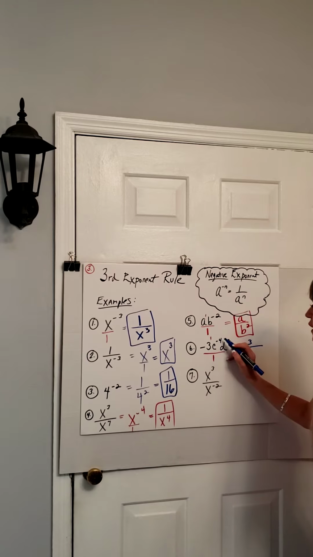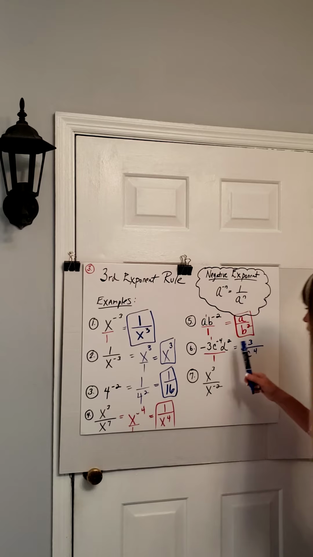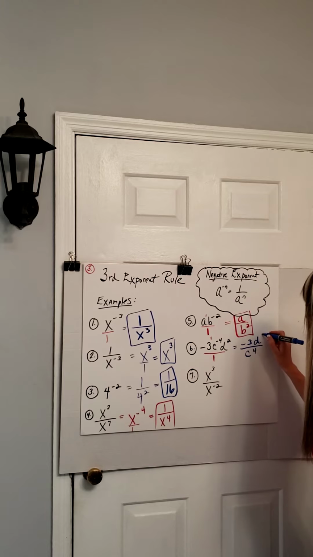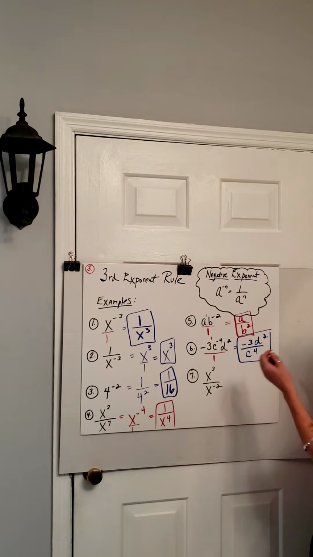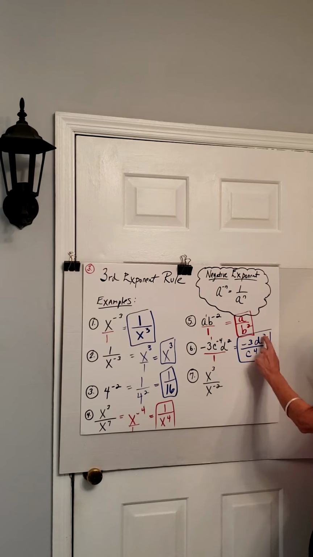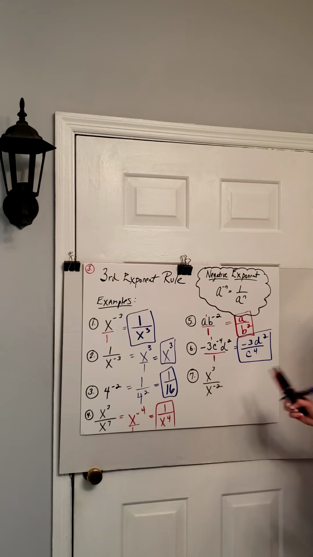The c to the negative 4, he's going to move down and become a positive. And then the d squared, he's going to stay right where he's at. And then that will be your final answer. Your final answer would be negative 3d squared over c to the 4th. They didn't tell you what d or c was, so you can't go any further. That's it. All right? Now look at the last one.